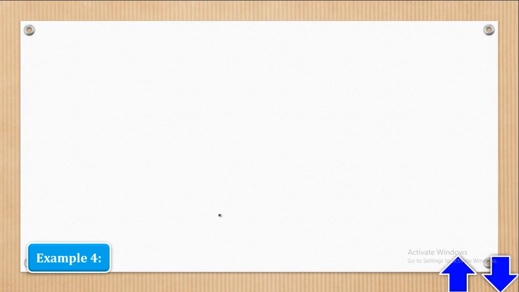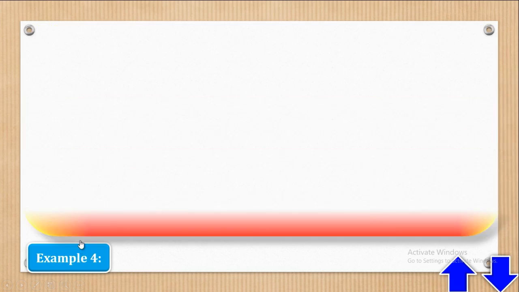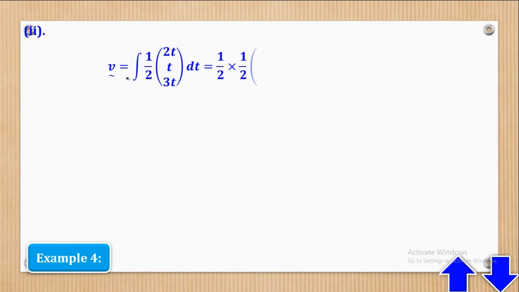So now we shall go to Roman 2, and Roman 2 says find the velocity after 3 seconds. Now the velocity will be got by integrating acceleration. So acceleration was a half of 2t, t, 3t.